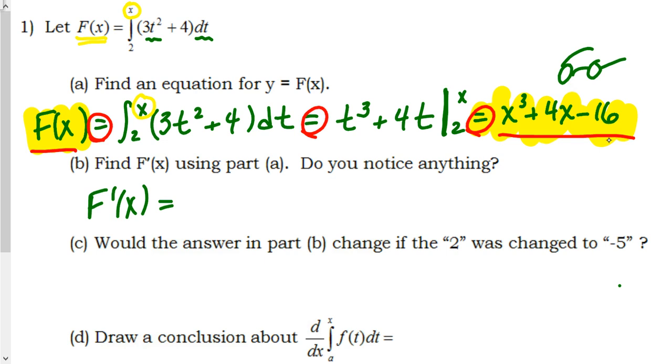Anyway, so we're going to take the derivative of that. So 3x squared plus 4, derivative of negative 16 is 0.